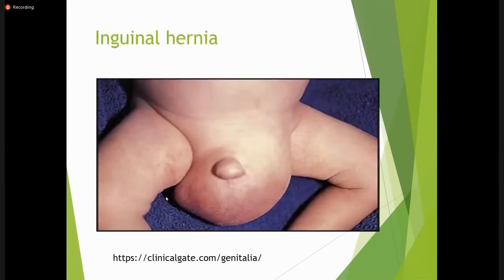You can see a very large scrotum, and you can observe for the hernia. Since it's a newborn, you cannot go for the cough impulse, so you have to wait for the child to cry. When the child cries, because of the pressure, you can feel for the enlarging of the swelling.